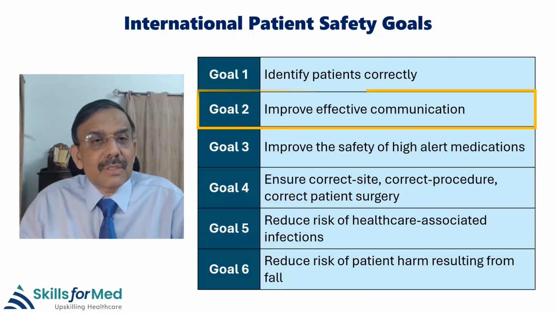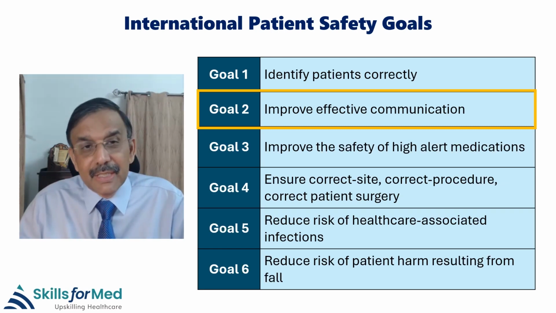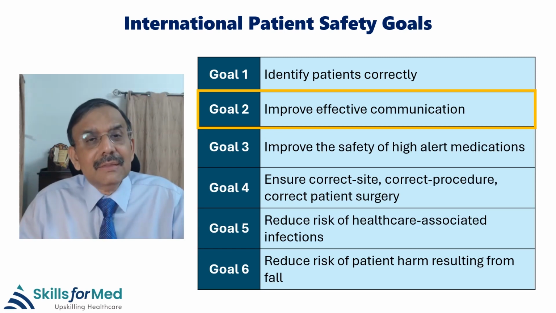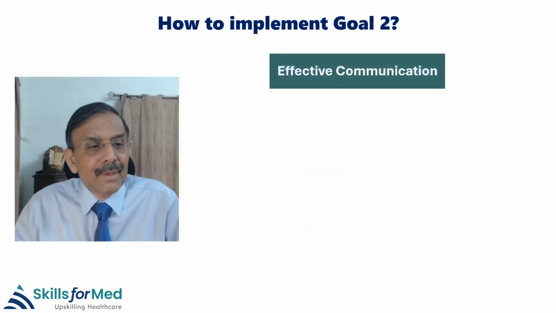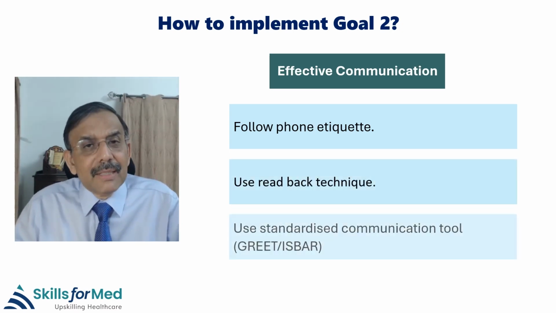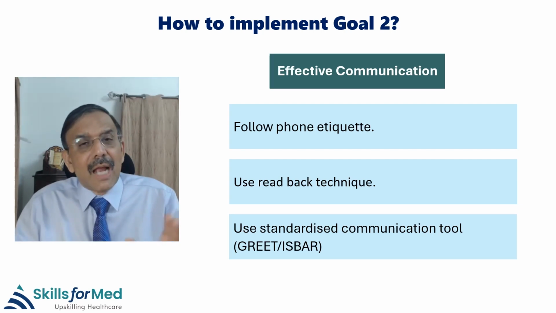Now we go to the second international patient safety goal, which is improving effective communication. As we have already discussed, communication is the major cause for errors in the hospital. Number one. So it's very important to focus on this goal number 2. So effective communication, I'm going to focus today on following phone etiquette, using the readback technique, and using standardized communication tools. We have actually discussed this in the past webinars, so I'll be just highlighting them.